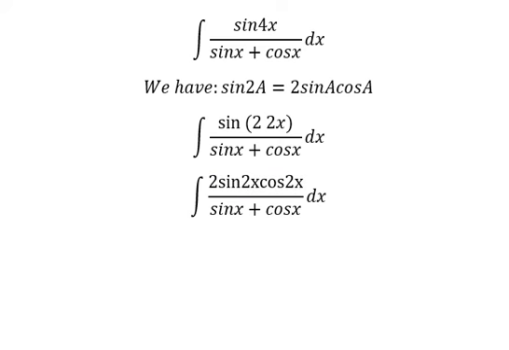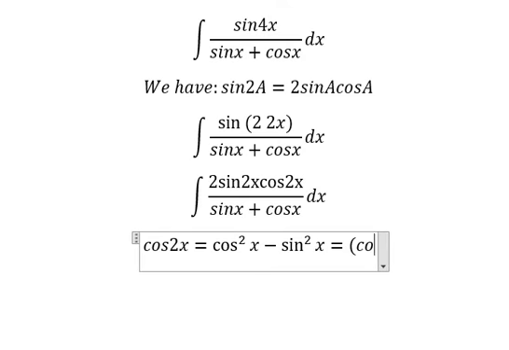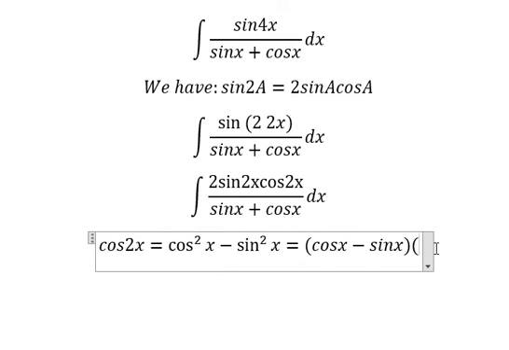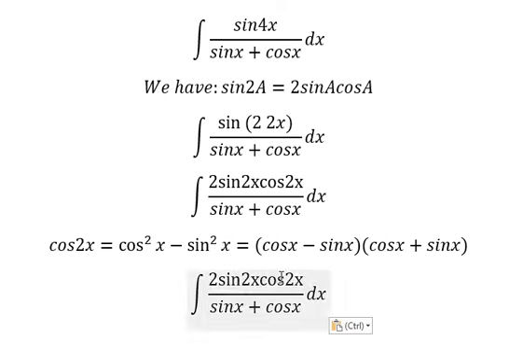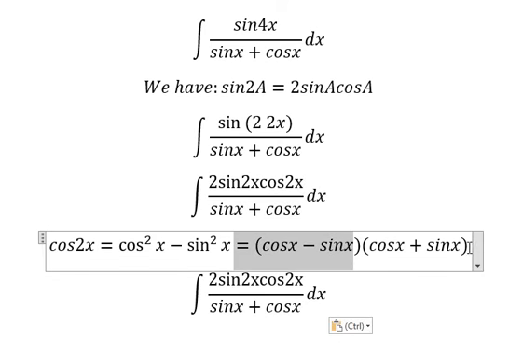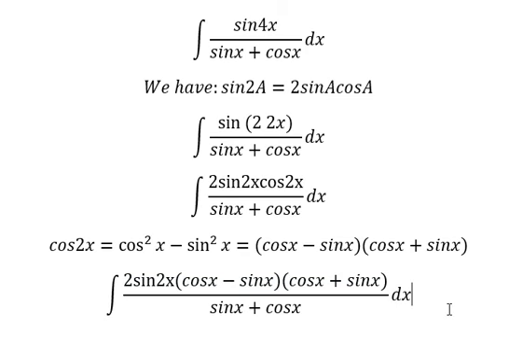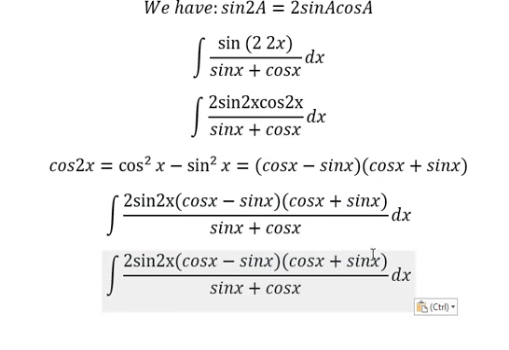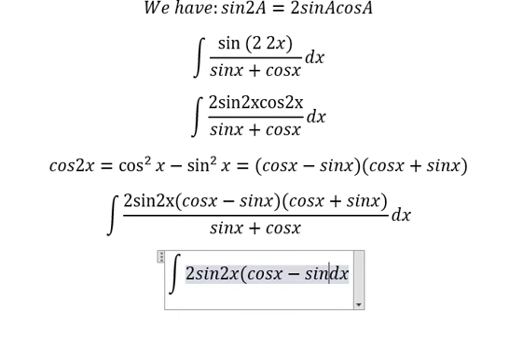Next, about cosine 2x, we have cosine squared x minus sine squared x, and we know that cosine squared x minus sine squared x we can change into cosine x minus sine x multiplied by cosine x plus sine x. So this one in here we change by this one. So cosine x plus sine x divided by sine x cosine x. So we just have this one: 2 sine 2x, cosine x minus sine x.